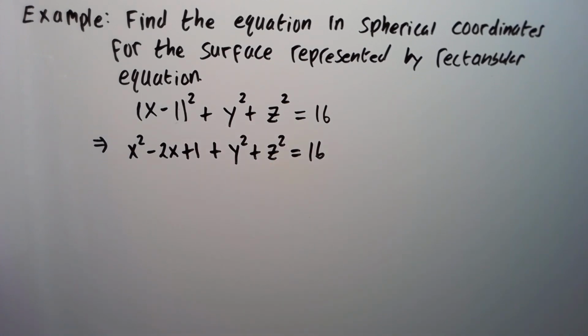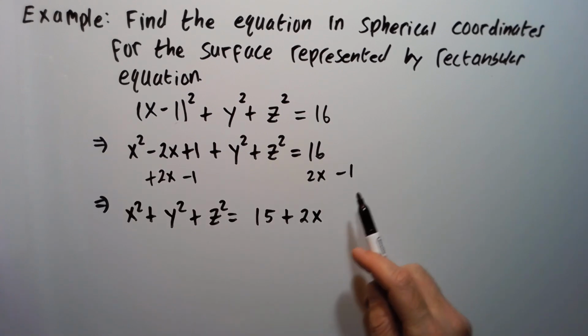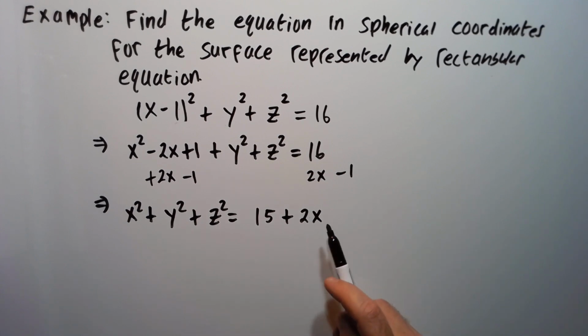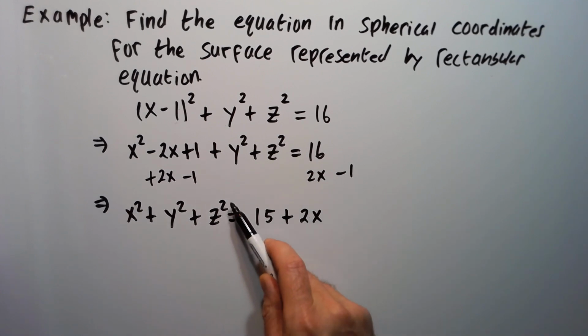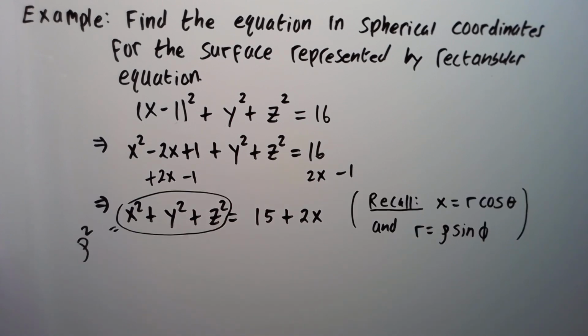Let's do that. So adding 2x, subtracting 1, we'll end up with x squared plus y squared plus z squared equals 15 plus 2x. Now this part here is equal to rho squared. I can replace that. So the x squared plus y squared plus z squared is rho squared. And recall that x is equal to r cosine theta and r is equal to rho sine phi. So let's replace this x now.